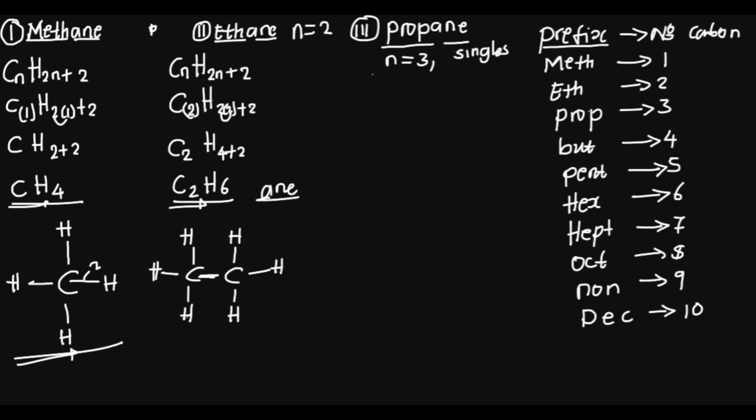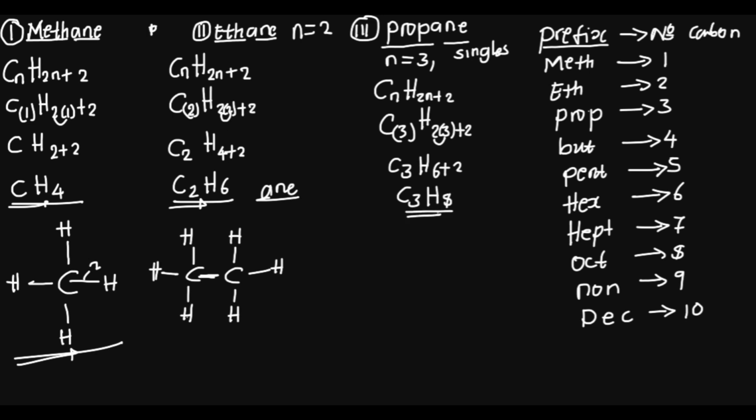So let's write the formula. CnH2n plus 2. So C, where n this time is 3. So C times 3 is C3. 2 times 3 is 6 plus 2. Then our final answer is C3H8.